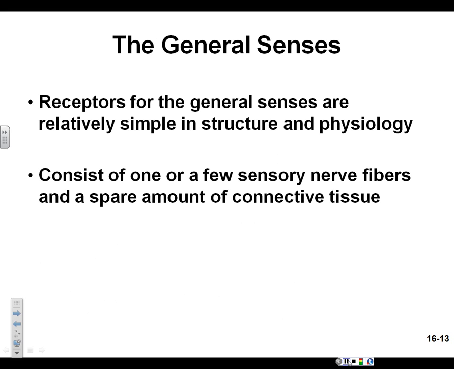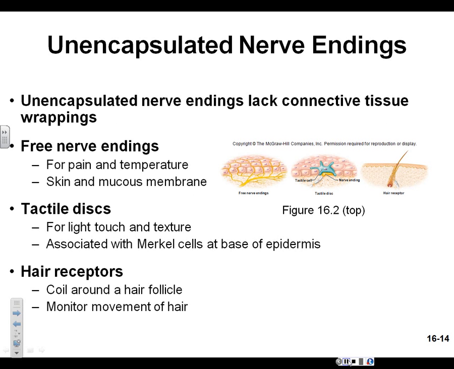All right, general receptors, again, general senses. They can relate to anything that deals with the body surfaces. It can consist of one or a few sensory nerve fibers, and it can spread about the different connective tissues that can be involved. So again, from Anatomy 1, you remember squamous cells, simple squamous, dermis, epidermis. Free nerve endings are for pain and temperature. They're going to be associated with mucous membranes and the skin. Now remember, mucous membranes are those parts of the body that are exposed to the external environment.